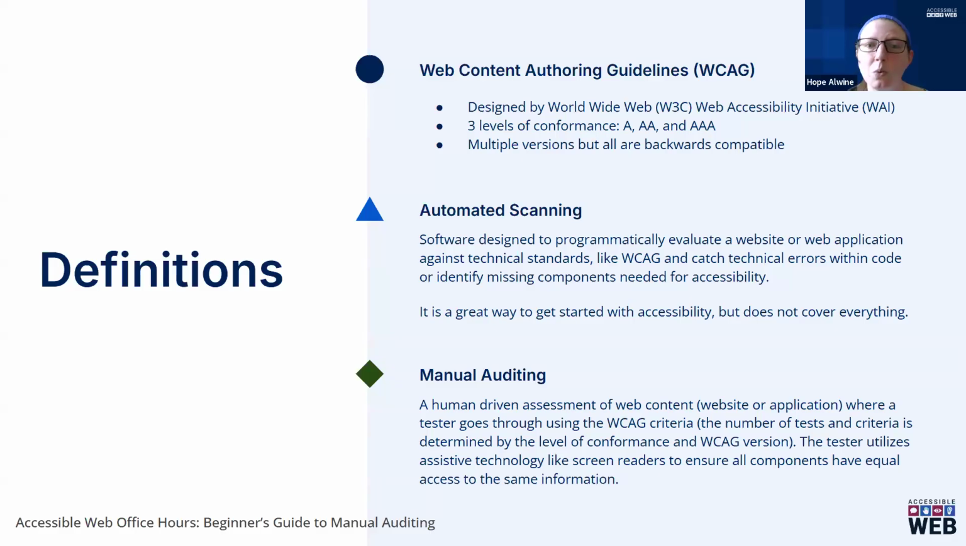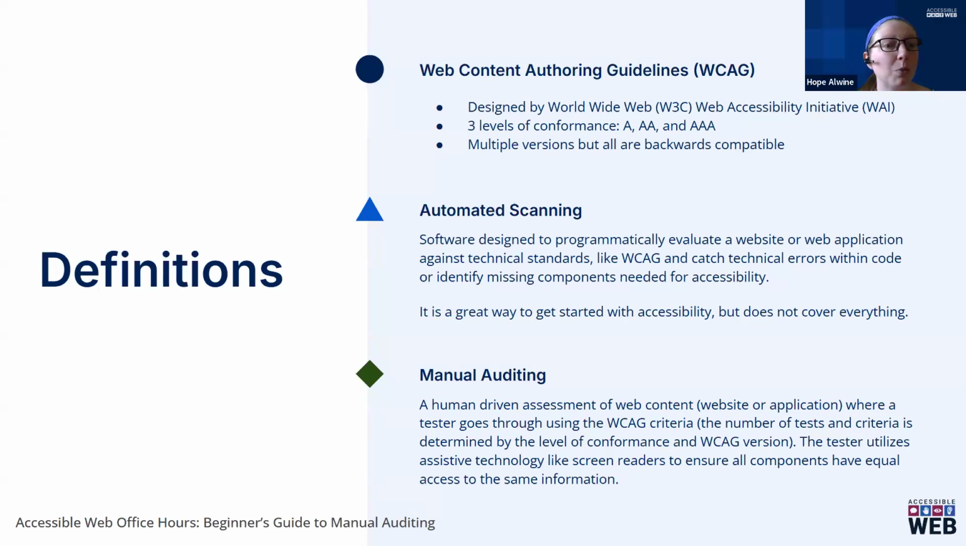So our next definition, what is automated scanning? So automated scanning is software designed to programmatically evaluate a website or web application against the technical standards, which is WCAG, and catch any technical errors within the code or identify missing components needed for accessibility. It's a great way to get started with accessibility, but it doesn't cover every success criteria.